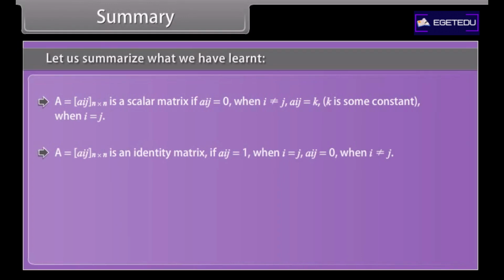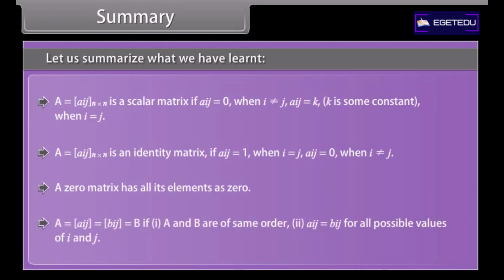A = [aij] n by n is an identity matrix if aij is equal to 1 when i is equal to j, aij is equal to 0 when i is not equal to j. A zero matrix has all its elements as 0. A = [aij] is equal to B = [bij] if and only if A and B are of the same order and aij is equal to bij for all possible values of i and j.